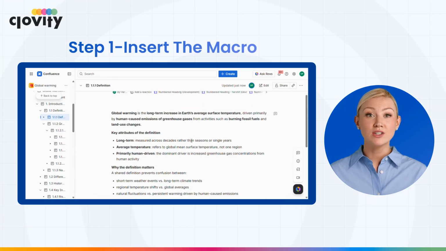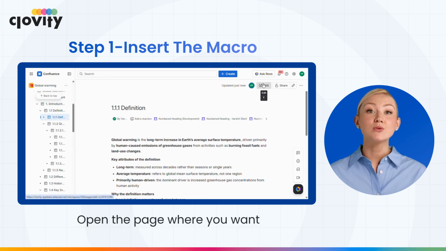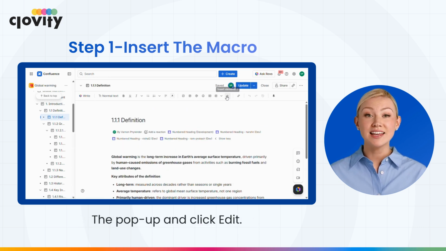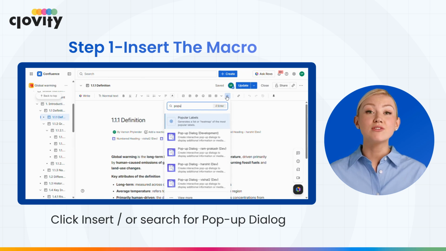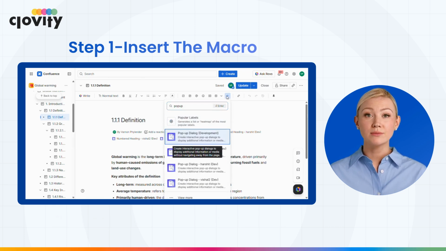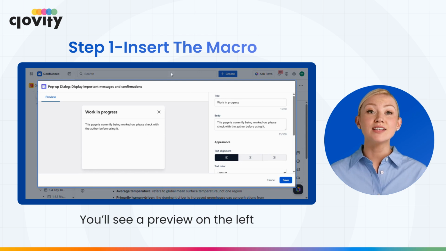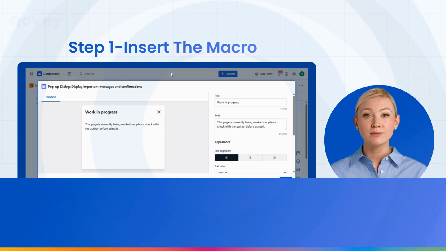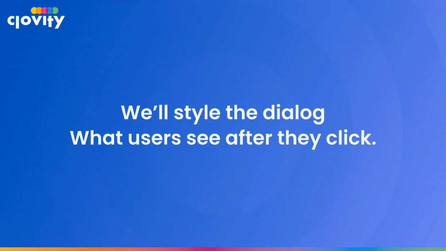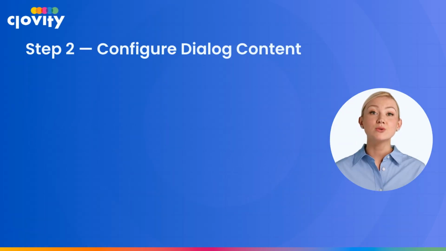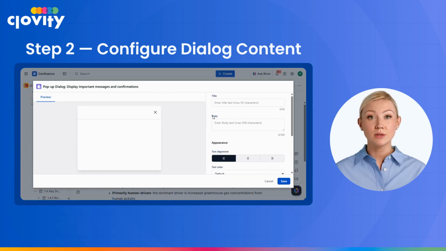Step 1. Insert the macro. Open the page where you want the pop-up and click Edit. Click Insert or search for Pop-up Dialog and insert the macro. When Setup opens, you'll see a preview on the left and settings on the right. First, we'll style the dialog, what users see after they click.